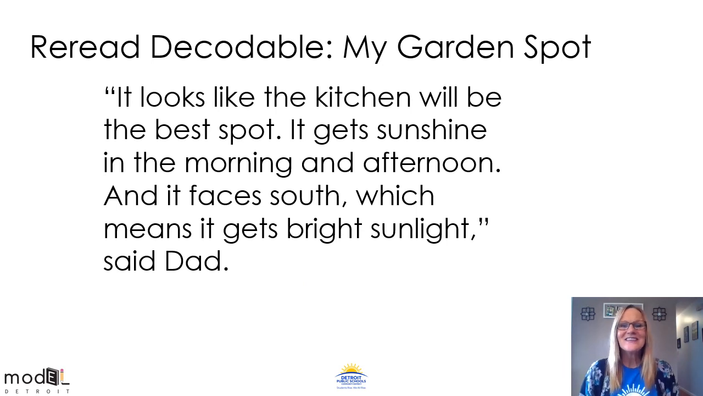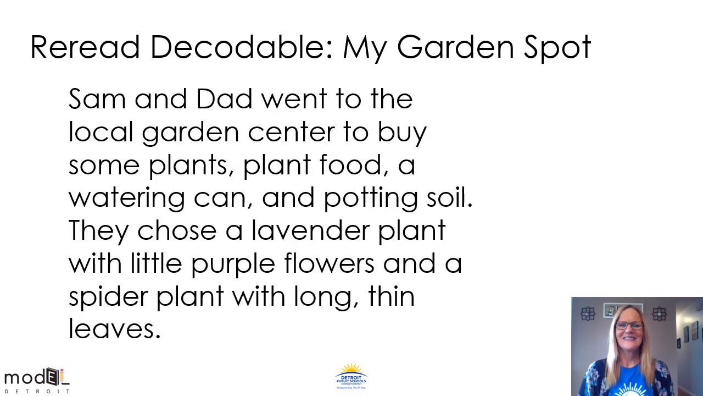"It looks like the kitchen will be the best spot. It gets sunshine in the morning and afternoon, and it faces south, which means it gets bright sunlight," Dad said. Sam and Dad went to the local garden center to buy some plants, plant food, a watering can, and potting soil. They chose a lavender plant with little purple flowers and a spider plant with long, thin leaves.